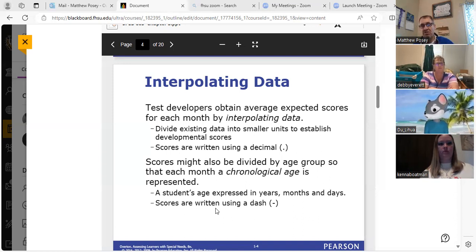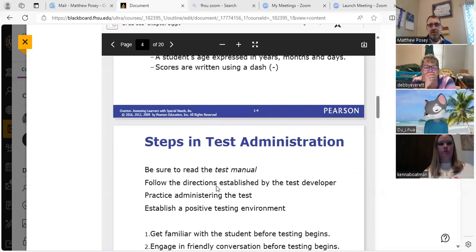Okay, it's going to say Johnny Joe is 10 years, 9 months, 14 days. And that was as of that day that I came in and assessed them. Scores are going to be written using a dash. So it may say 12-2. If it's age equivalency, it's going to be 12 years, 2 months. If it's grade level equivalency, it's going to be 12th grade, second month. So you'll see some of that.